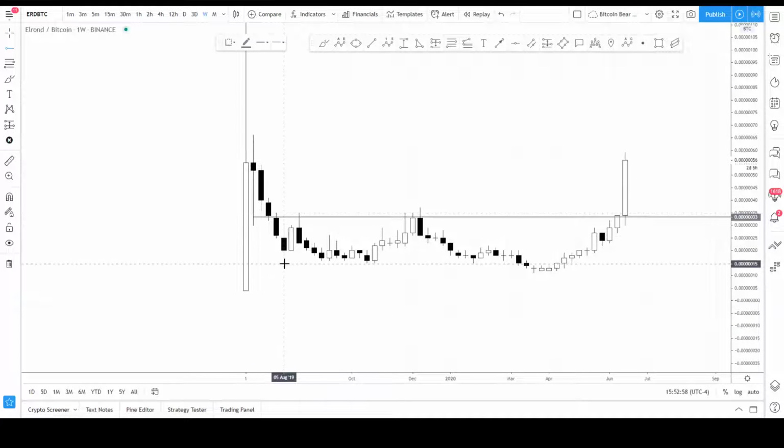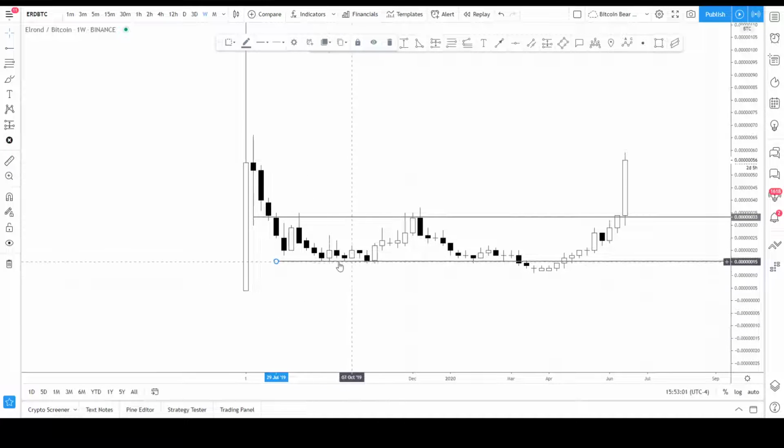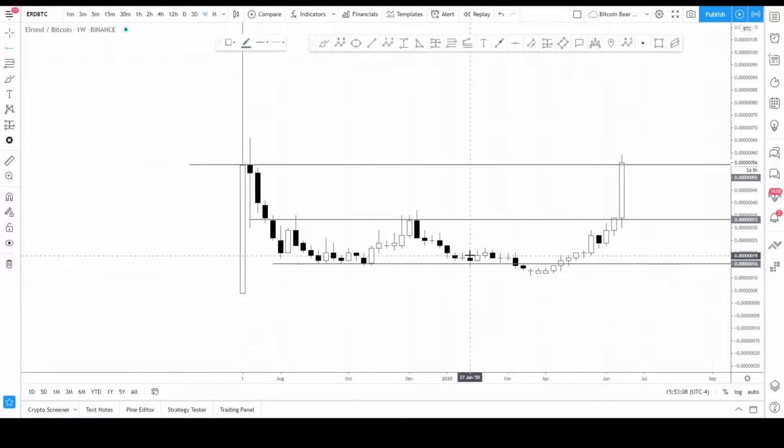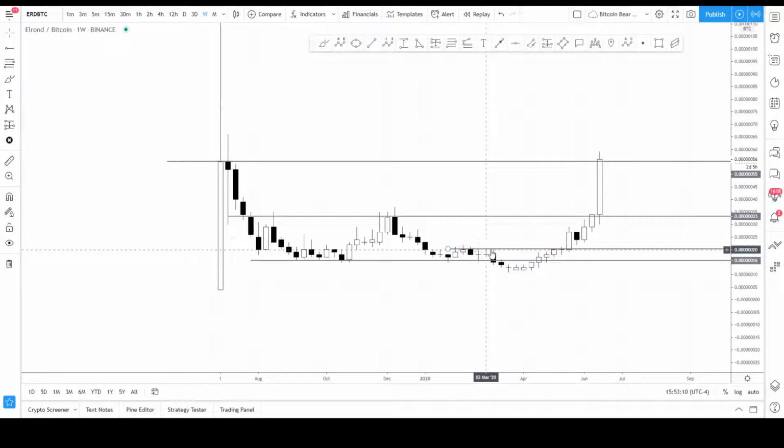Now, what you want to do is mark off your key weekly levels. So what I'm looking for as far as key weekly levels is where's our weekly support? Where's our weekly resistance? So those are the most obvious levels. Obviously, there's one up here as well. And then there's a little one right there as well.